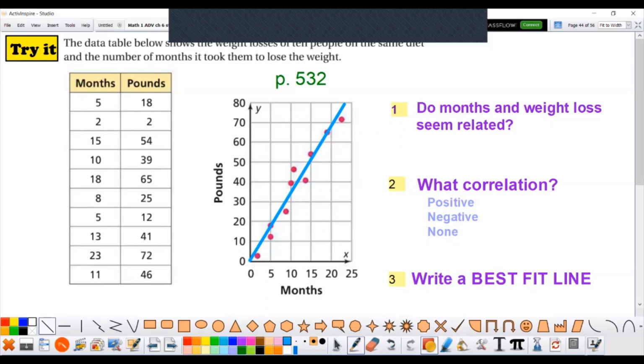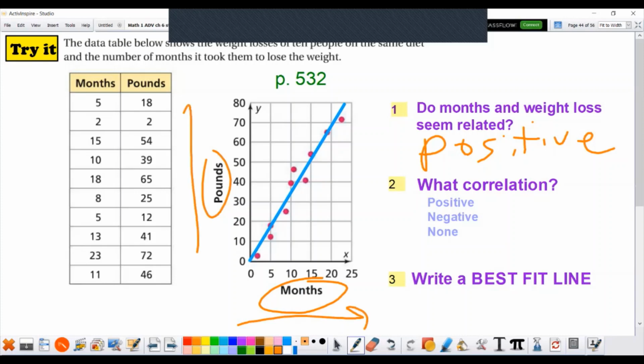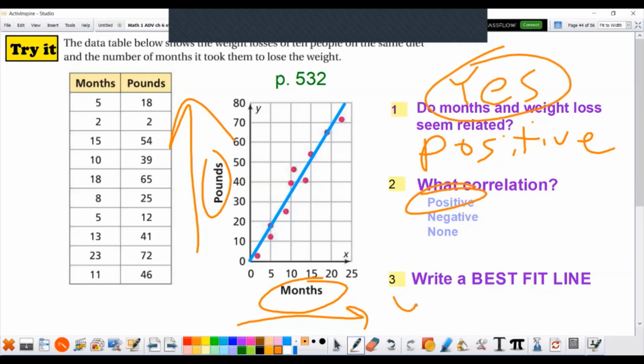Okay, so do they seem related? Yes, I would say there's definitely a positive correlation or association. The more months, the more pounds. The more months you're on the diet, the more weight you lose. What correlation? Positive. Related? I should actually just say yes. Write a best fit line.